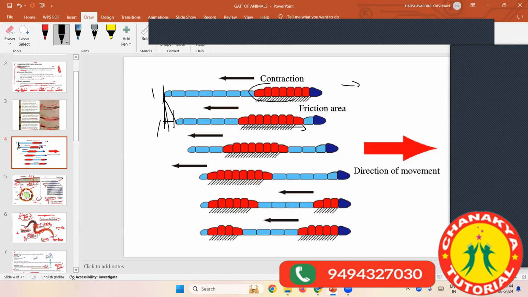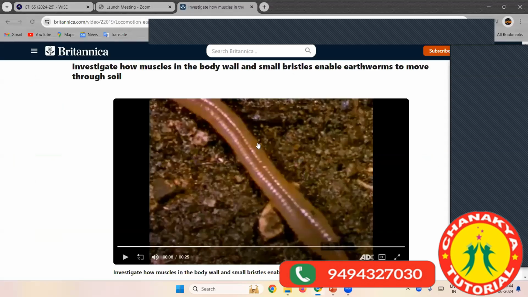So when they first time contract, this part of the body contracts, and then a little bit it moves to the back part, and then like this, and then from here they have moved till here. So that is how they move because of this contraction movement. Just in this video, whatever it said, same thing.